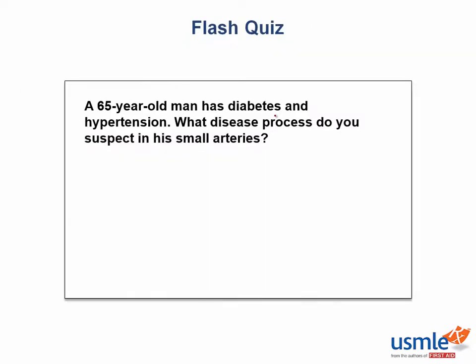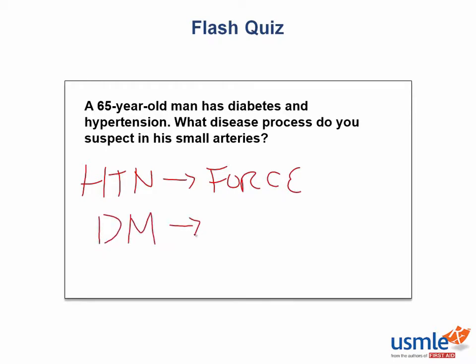A 65-year-old man has diabetes and hypertension. What disease process do you suspect in his small arteries? So hypertension uses brute force to slam plasma proteins into the basement membrane and cause damage that way. Diabetes mellitus, on the other hand, uses non-enzymatic glycation of endothelial and vascular smooth muscle cell proteins to cause the creation of reactive oxygen species that leads to basement membrane damage and endothelial cell dysfunction in that way.